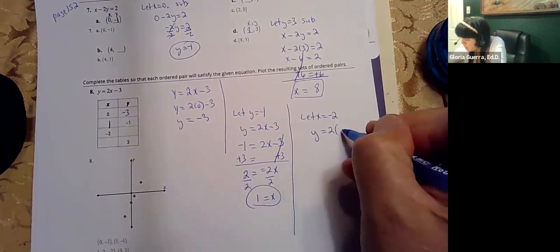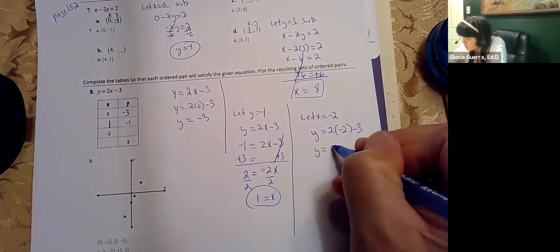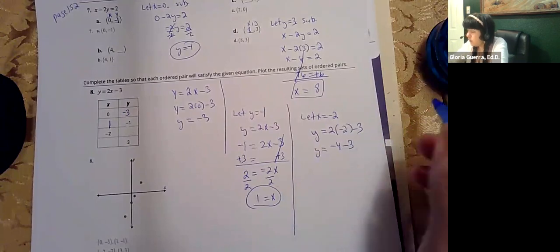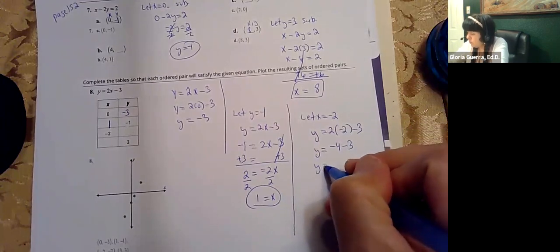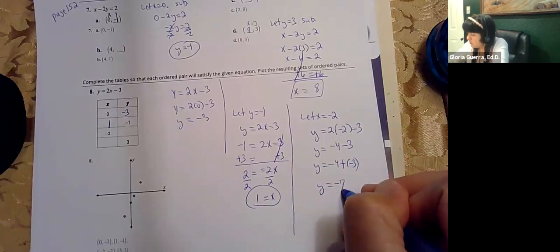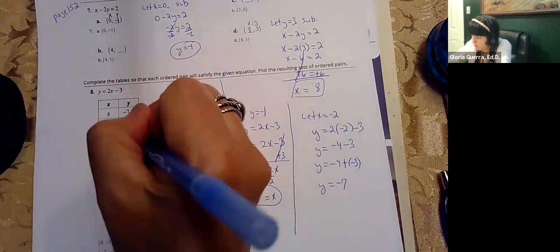And then now you're going to let x equal -2. So y equals 2 times x, which is -2, minus 3. That's a -4 minus 3. That's a -4 plus -3, which is -7.